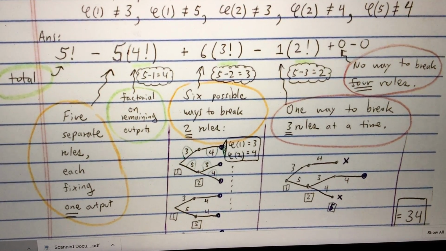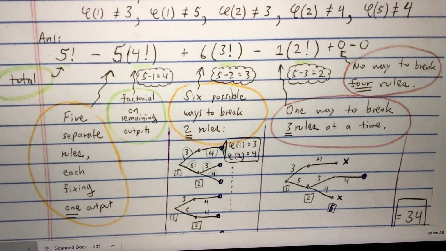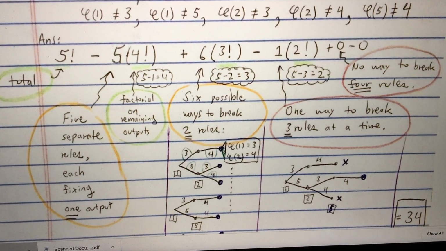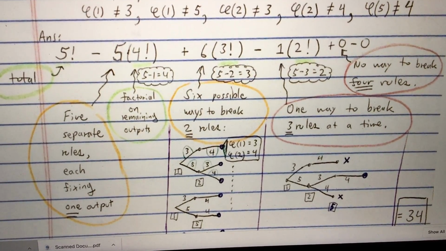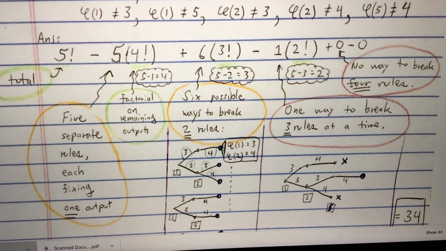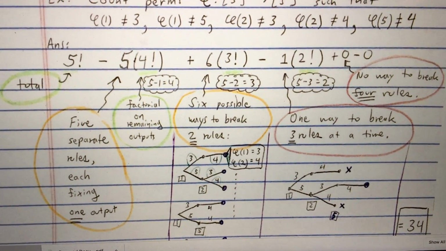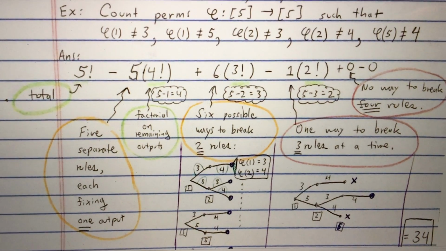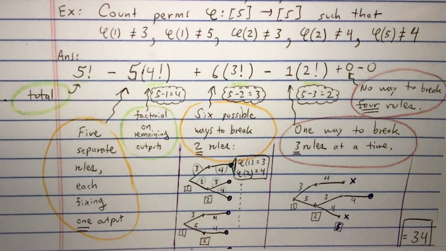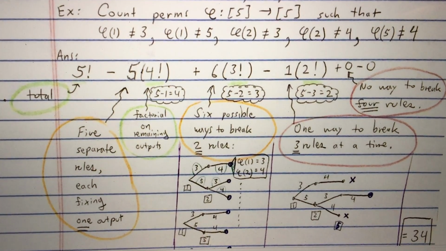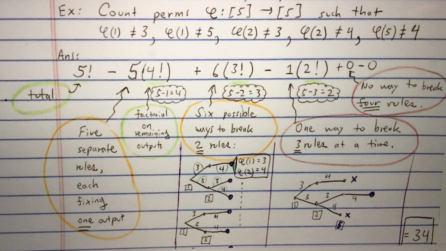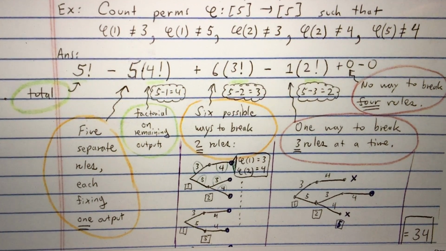The thing is that each one of them is defined by fixing one output. So you fix one output, and then you have 4 factorial ways to finish making the permutation after you fix the output. Well, that means I'll be subtracting 4 factorial 5 times. And I just decided to write it the fast way: 5 times 4 factorial.